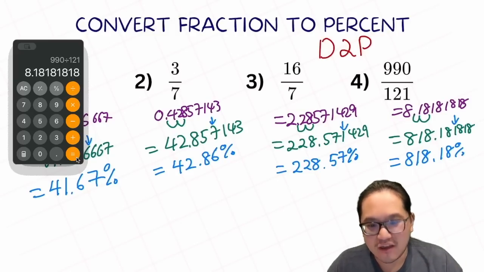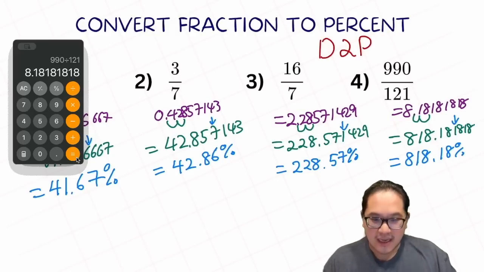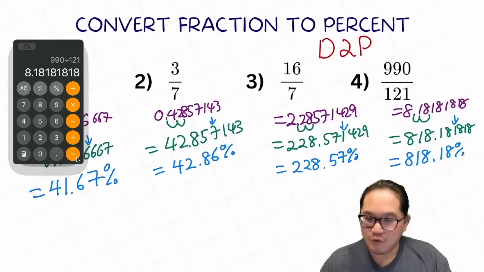And then after you got the decimal, you just need to use the mnemonic, move the decimal 2 times to the right, and add a percentage behind it. And voila, you got it.